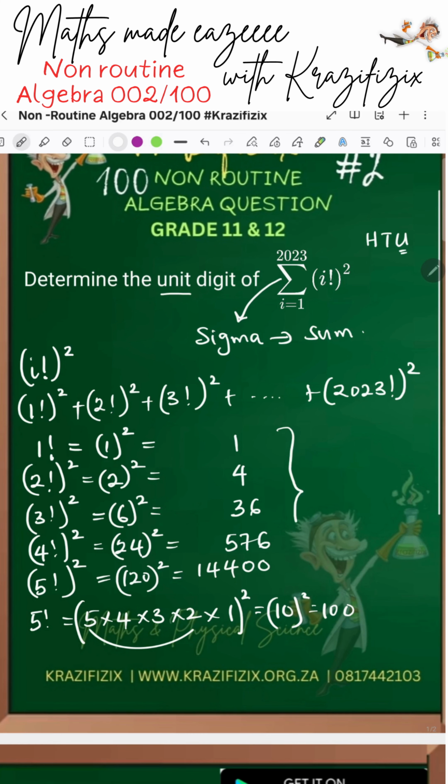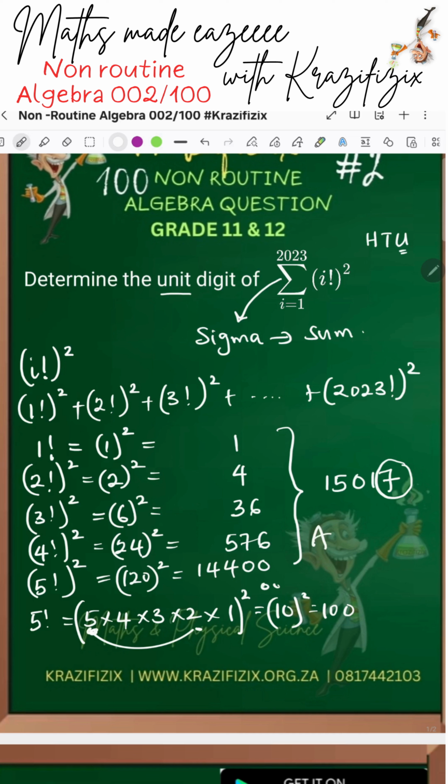All I need to do is to add all of that together: 1 plus 4 plus 36 plus 576 plus 14400. In fact, that last one also will not really matter. All these other numbers will still have 5 and 2 multiplied together to give you 10, and when squared, all other numbers will also end with 0, 0. We want the unit digit. So the unit digit is 7.